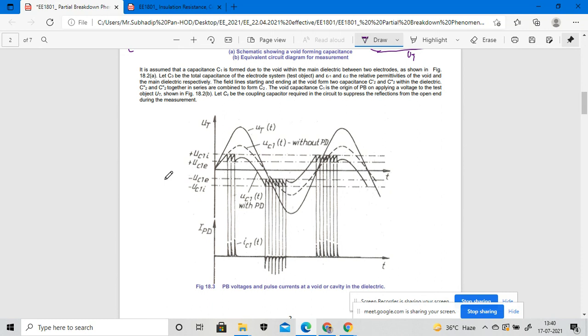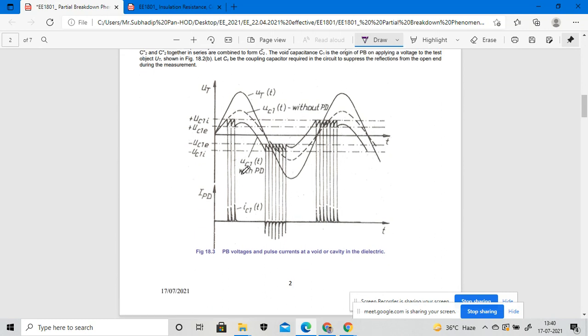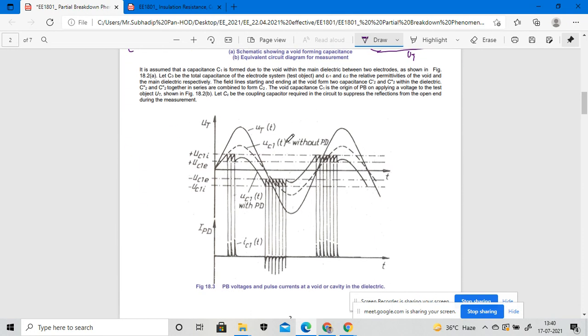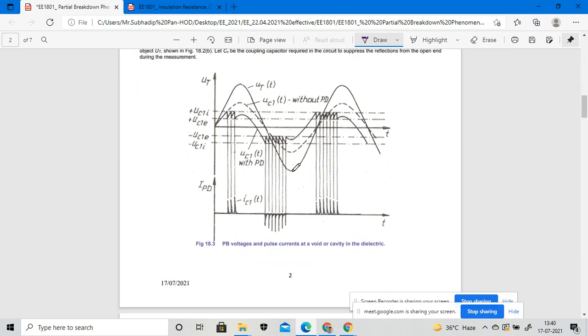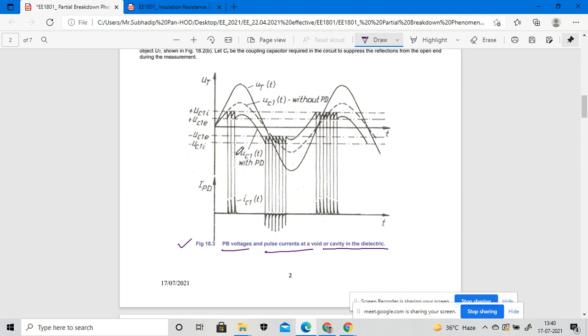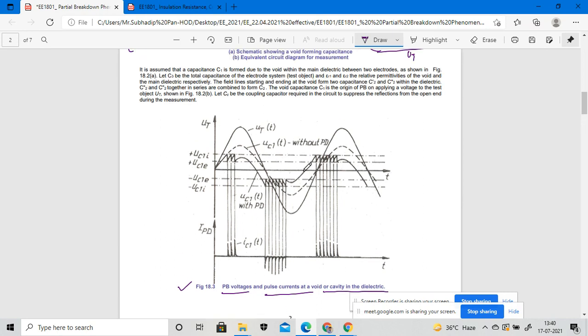So now this particular graph will show, and according to this equivalent circuit configuration, we have to discuss the graph. The graph of the PD voltage, the partial breakdown voltage, and the pulse current of a void or the cavity in the dielectrics. The cavity and the void that will be generated due to this particular operation. So how will this particular graph be considered? We will discuss that in the next classes, because this will be the continuation part.